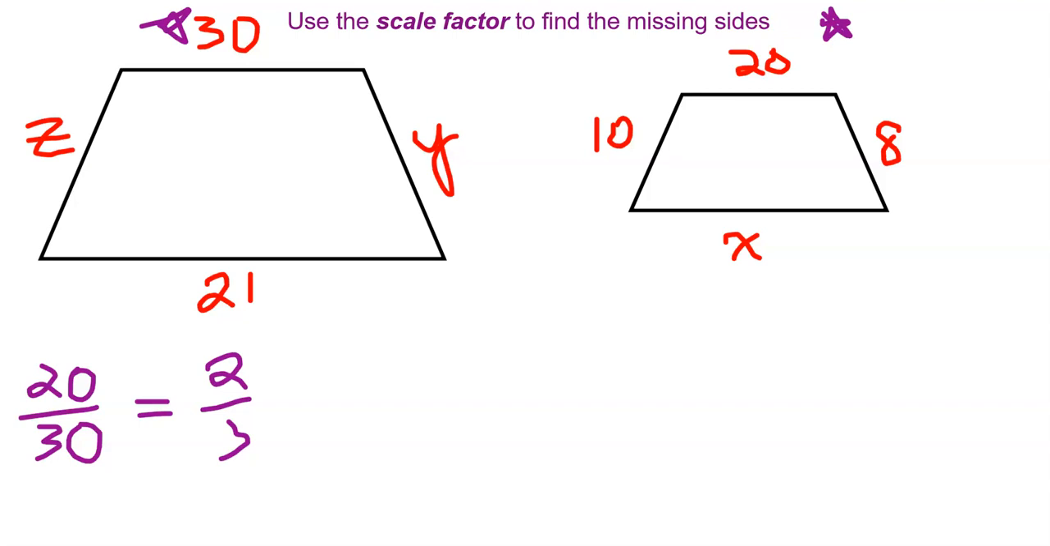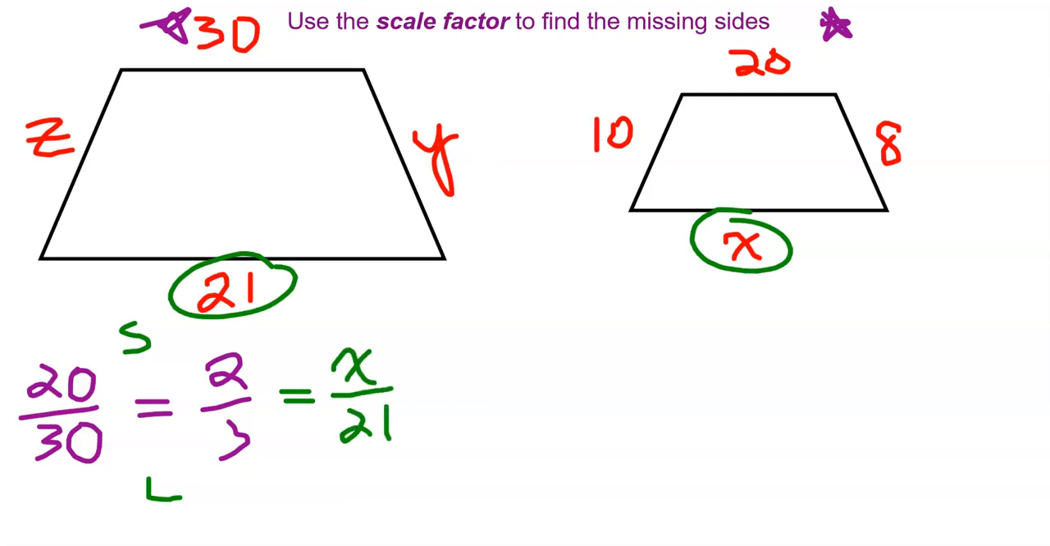So now using that, the ratio of all of the different lengths of sides is going to be the same. In this case, because we have 2 to 3, the smaller shape over the larger shape. So to calculate x, the smaller shape has x, and the larger shape has 21. So 2 over 3 is the same as x over 21. We could use cross products here, or we could just recognize that 3 times 7 gives us 21. So 2 times 7 is going to give us x, or x is equal to 14.